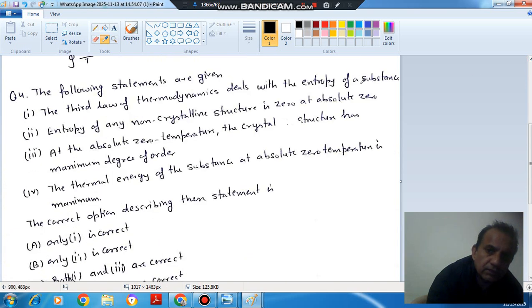The third law deals with entropy, because it describes order or the degree of randomness. At absolute zero the system has maximum degree of order, almost no entropy change or no disorder. So the answer is option C. Both 1 and 3 are correct.